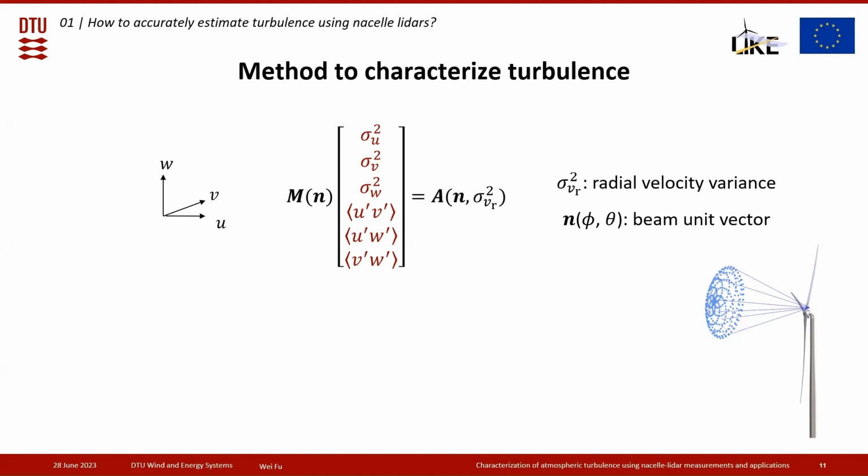You can see 6 parameters in the middle of the equation, and they are variances and covariances of the 3 wind components. U is the along wind component coming from the turbine, V is the lateral component, and W is the vertical component. The 6 parameters are also called 6 Reynolds stresses. And on the left side, we have the M matrix, which is a 6x6 matrix containing the elements of the beam unit vector. And on the right side, we have this A matrix, which is a 6x1 matrix containing the beam unit vector and the radial velocity variance.